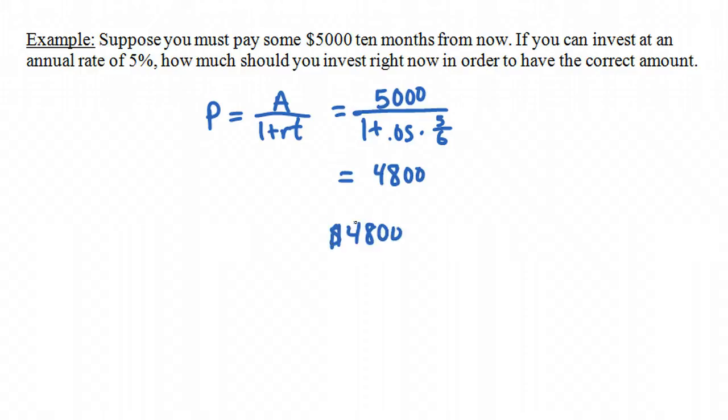So $4,800 now is equivalent, in some sense, to having $5,000 10 months from now. It's equivalent if you're assuming a 5% interest rate. So $4,800 is the present value of $5,000 10 months from now. Or another way of saying it is $5,000 is the future value 10 months from now of $4,800 right now. So 4,800 would be the present value, 5,000 would be the future value.